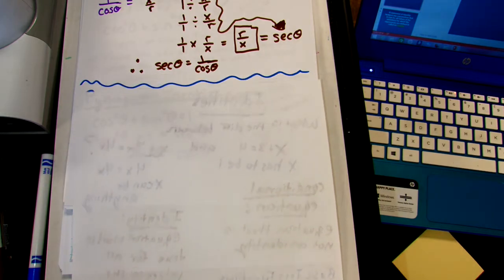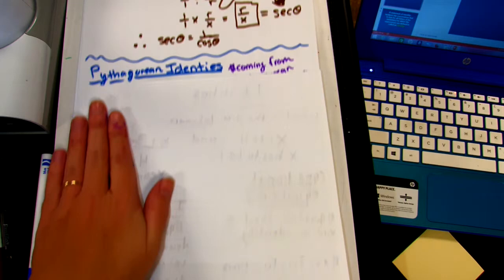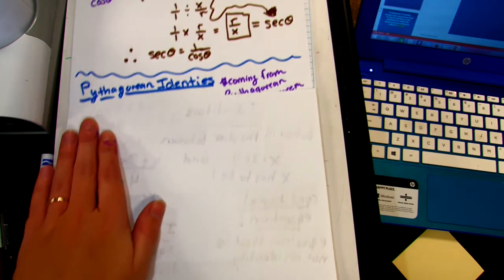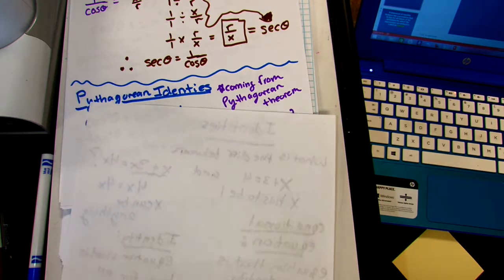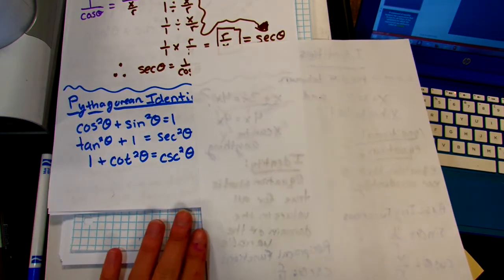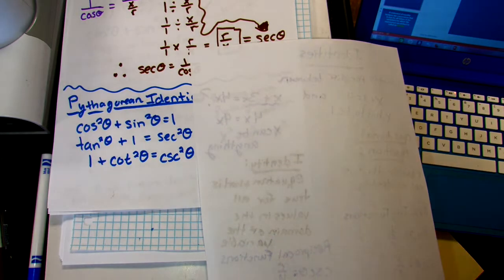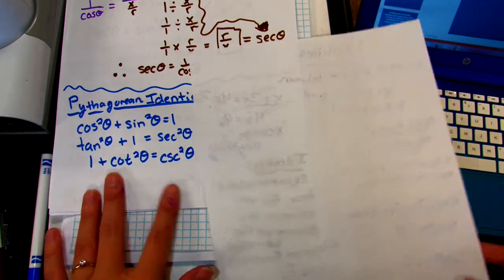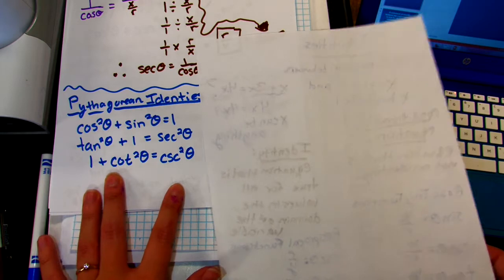Okay, so let's talk about the Pythagorean identities. These are coming from the Pythagorean Theorem. These are the Pythagorean identities that you need to know. We have cosine squared theta plus sine squared theta equals 1. We have tangent squared theta plus 1 equals secant squared theta. We have 1 plus cotangent squared theta equals cosecant squared theta. So you're like, whoa, where did all that come from?